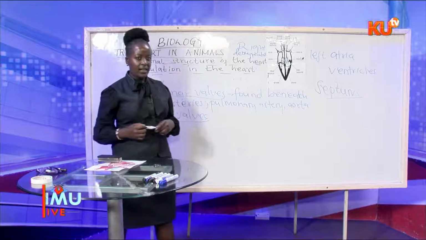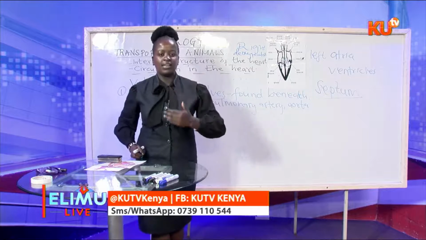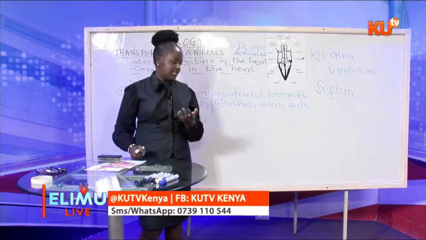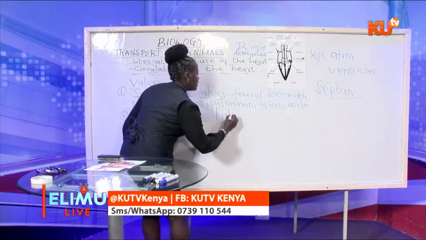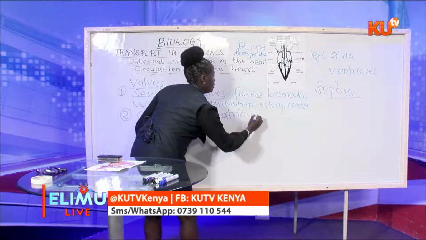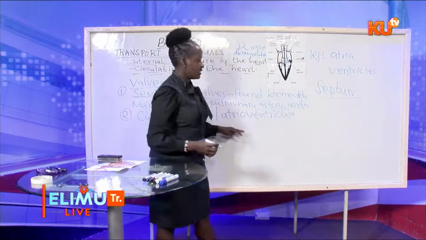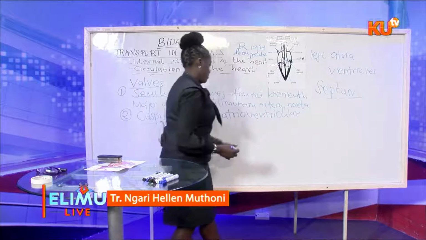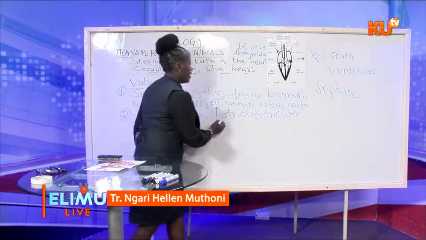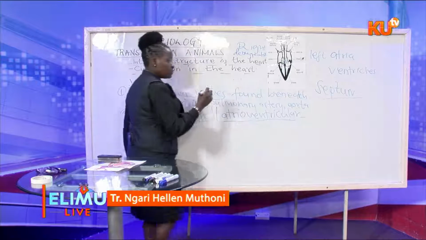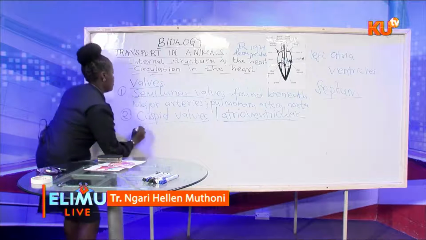So cuspid valves also have another name, and this name is based on the fact that they are between the ventricles and the atria. So the cuspid valves are also called the atrioventricular valves. You'll find some books use both names, and other books use one name. They can either use the cuspid valves or the atrioventricular valves. You can also note that these ones are found between the atria and the ventricles.